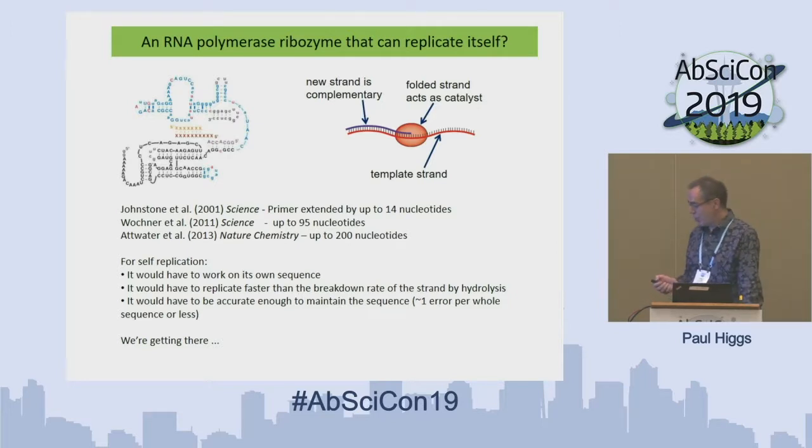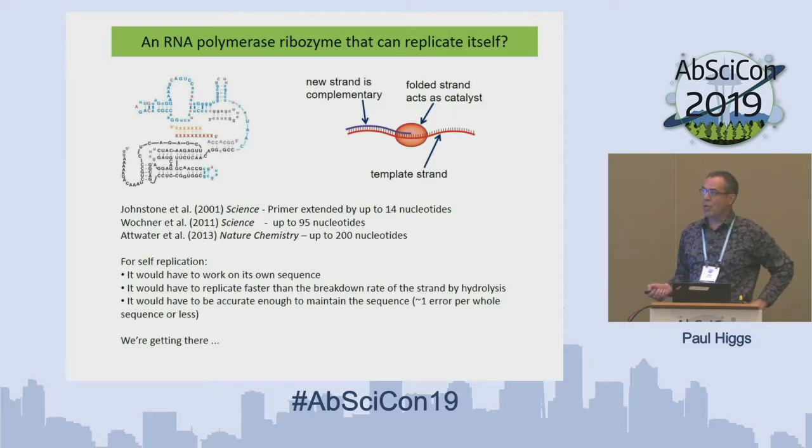And there are ribozymes that work like this in the lab, so this is a real one that came from the 2001 paper here, and the best ones of this type now go up to 200 nucleotides. So this is good, except that this one won't work with its own sequence as a template, so it doesn't yet replicate itself. So there are three requirements that a sequence must have in order to sustain replication in the RNA world.